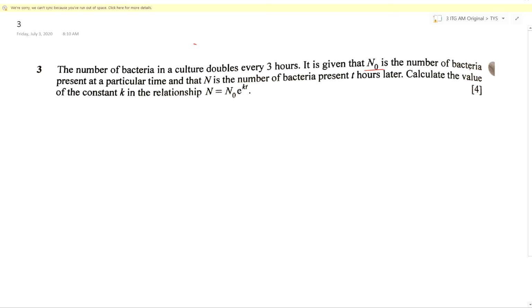N naught is the number of bacteria present at a certain time, at the start. There is a reference timing, time equals 0. We've got the number of bacteria given by N. So this is the number at start. This is the number after T hours. Okay, so this is exponential. We expect the numbers to keep increasing.